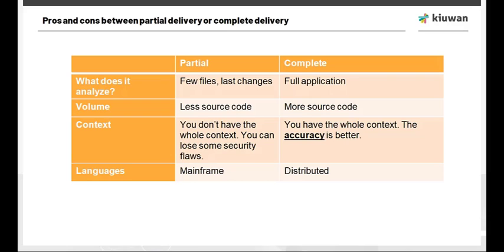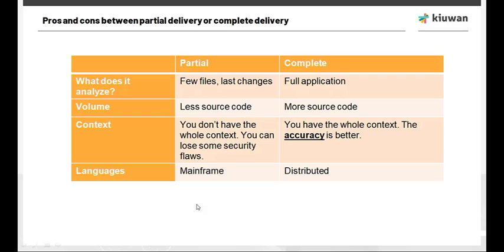Imagine that it starts with maybe a form in a web application where a user can introduce some values, and then the data is traveling along the application and it ends in a database. So we need to have the full information to detect this type of security problem. So if we are talking about a full, complete analysis, the accuracy is so much better because we have the full context of the application.